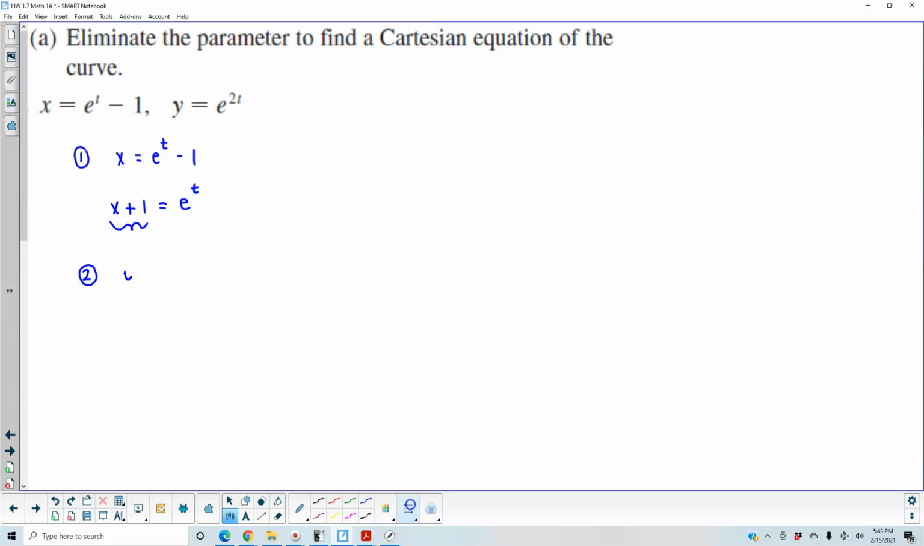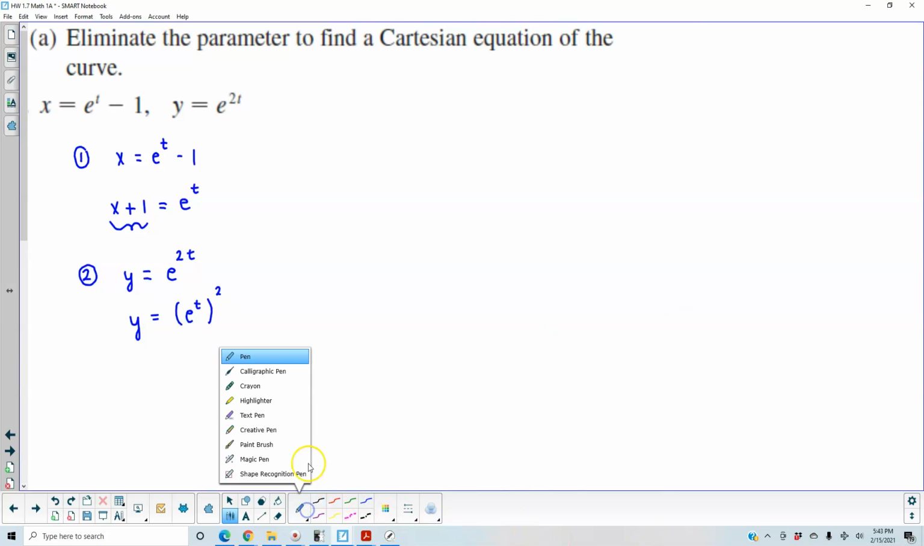But in order to do that, we need to look very closely. Y is equal to e to the 2t, which means this is the same thing as saying e to the t squared, because that 2t means that you're raising it to a power of 2. And now we can substitute what we determined e to the t to be, which is x plus 1, in for that.